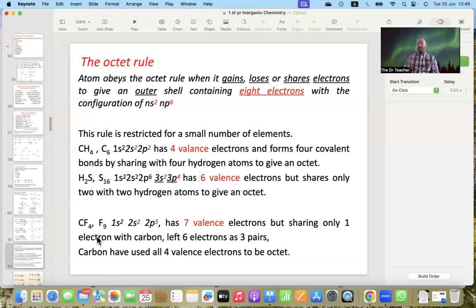So we have 7 electrons and 1 from the carbon will become 8, and the carbon has used all 4 valence electrons to be an octet. So in this case, the halogen can use 3 pairs of electrons in different ways. There are 6 and 1 remaining of the carbon. So in total, CF4 can obey the octet rule.